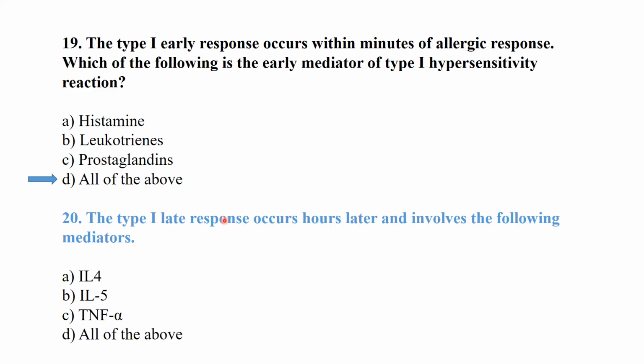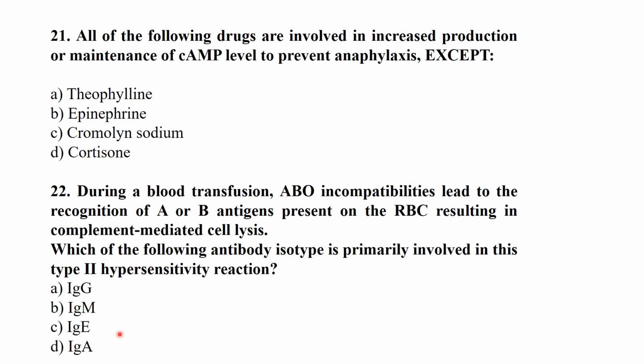The type 1 late response occurs hours later and involves the following mediators. So all of the above are involved in the late response of type 1. All of the following drugs are involved in increased production or maintenance of cyclic AMP level to prevent anaphylaxis except, so cromolyn sodium is not responsible for the maintenance of cyclic AMP level.